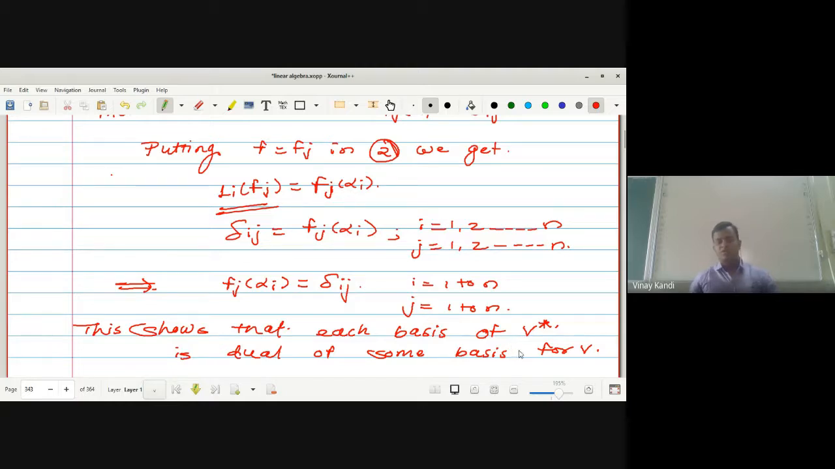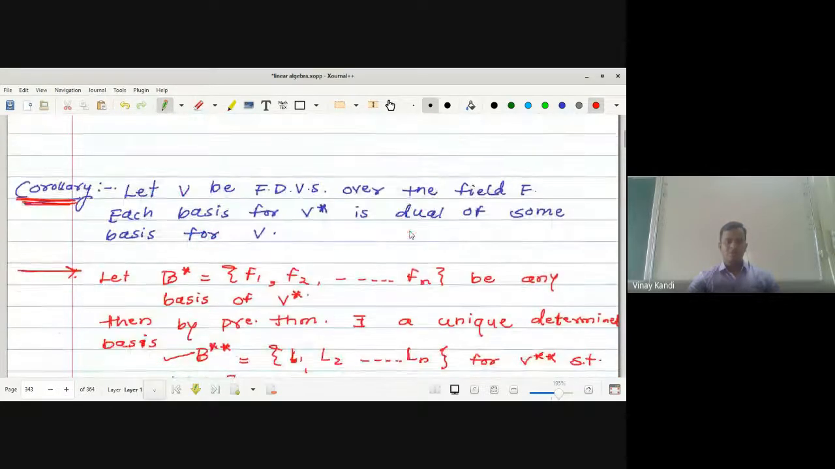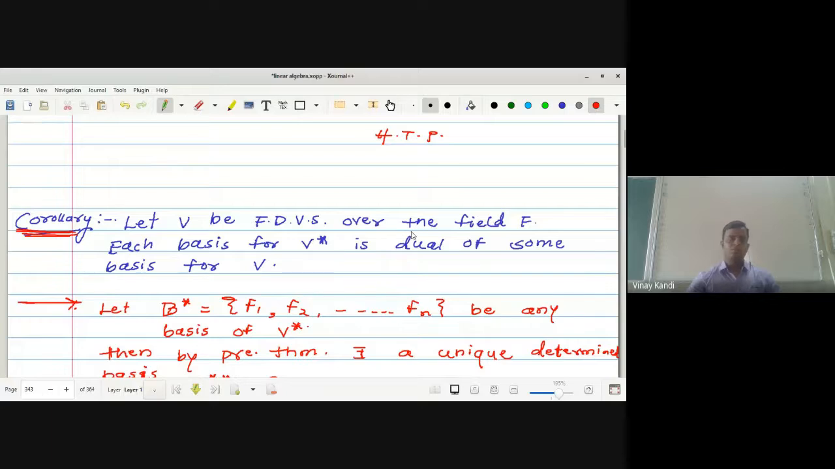Okay, so here we prove that each basis of V star is the dual of some basis for V. Any doubt in this statement?